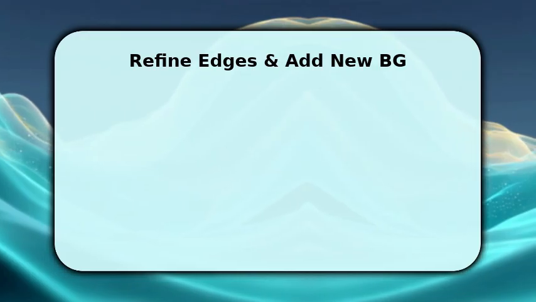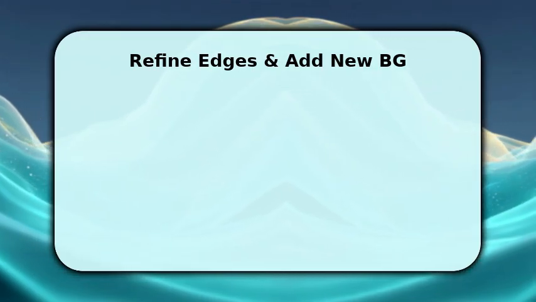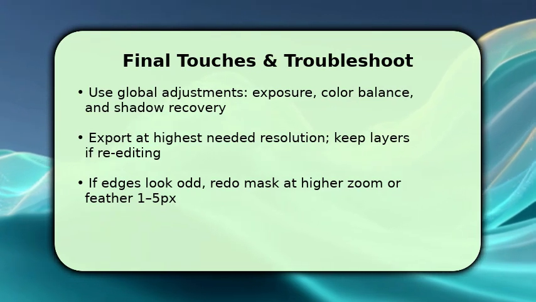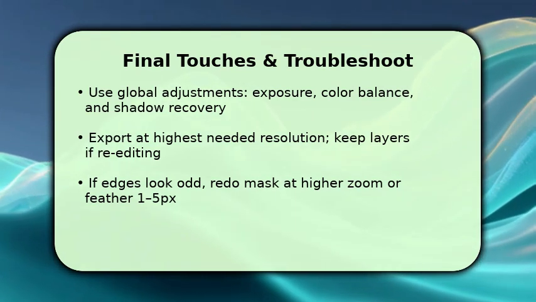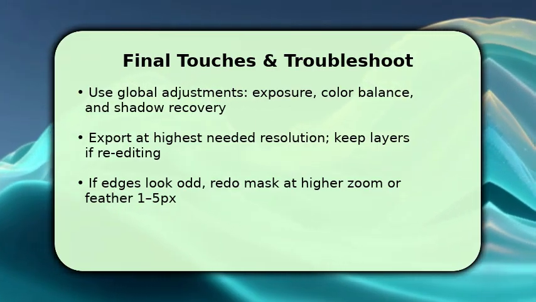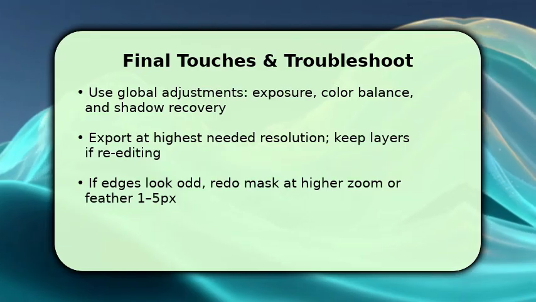Finish by applying global adjustments so subject and background blend. Tweak exposure, color balance, and shadows until they read as one scene. Export as PNG to preserve transparency or JPG for flattened images. Save a layered project file if you expect future edits.